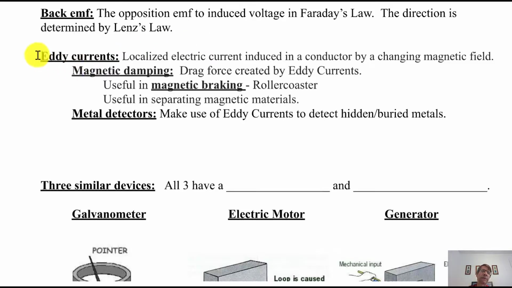Eddy currents are little currents in a conductor. I'm going to show you a video on this. Once again, they're all connected to this back EMF that tries to oppose the voltage that's being created, or the loss or gain of magnetic field in your loop. It gives rise to something called magnetic damping. These videos will hopefully explain this. It's like a drag force, similar to the drag force you had in that wire in the space shuttle example, but we're talking more about metal conductors.